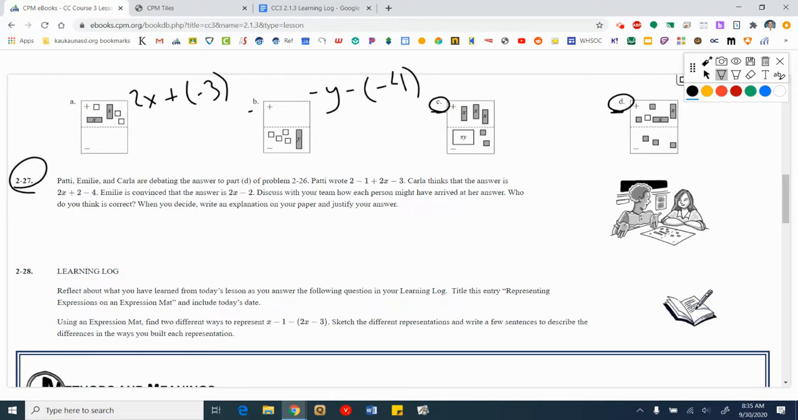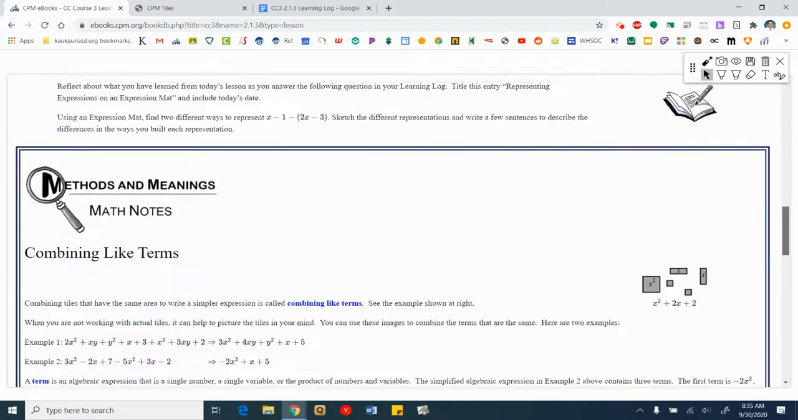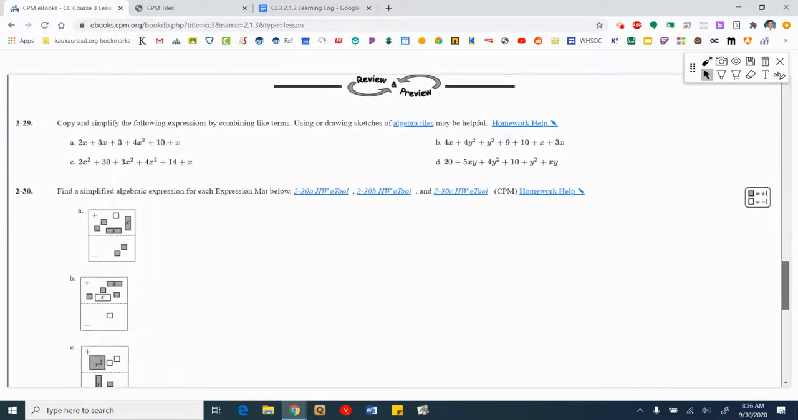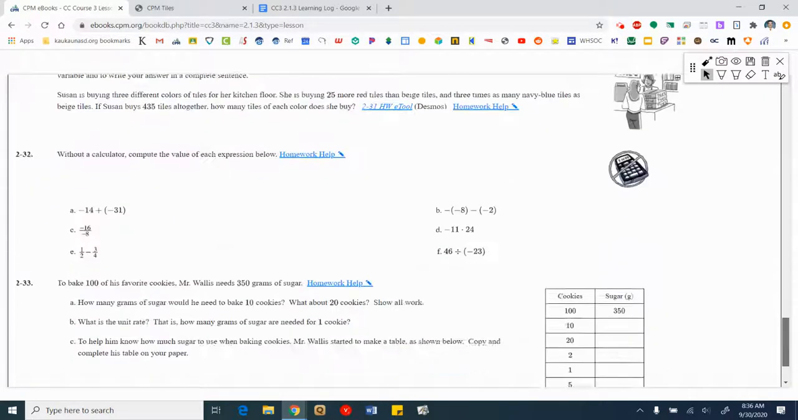227, this is an extension problem. You do not have to do that. If you want, go ahead and try it on your own. Then we'll talk about 228, the learning log. So reflect on what you have learned from today's lesson as you answer the following question in your learning log. Title this entry, Representing Expressions on an Expression Mat, and include today's date. So using an expression mat, find 2 different ways to represent x minus 1 minus the quantity 2x minus 3. Sketch the different representations and write a few sentences to describe the differences and the ways you build each representation. So go ahead and take about 5 minutes to do that on your own. Once you have finished 228, your assignment for the day will be all of the review preview problems starting at 29 all the way down to 33.